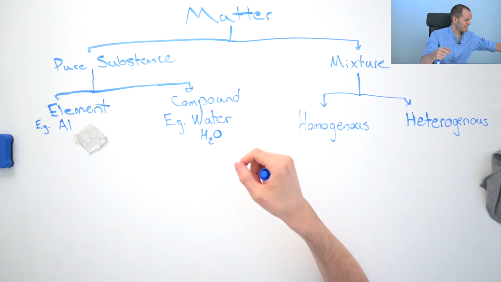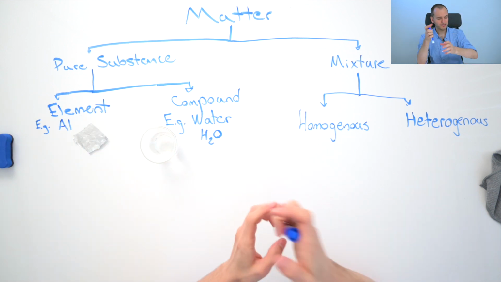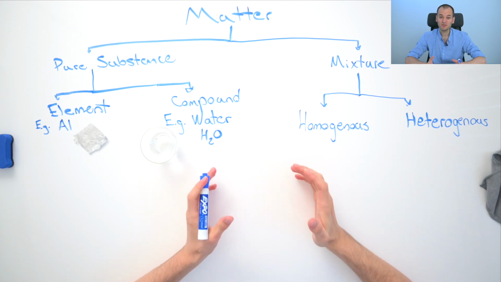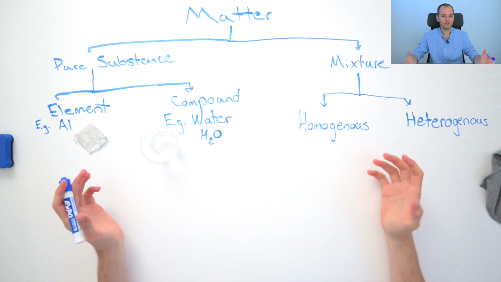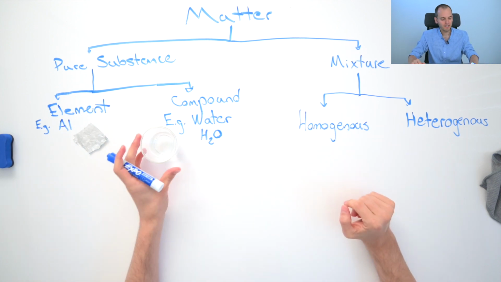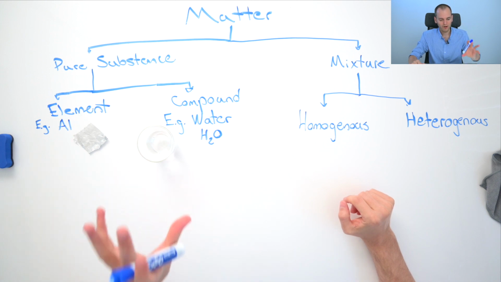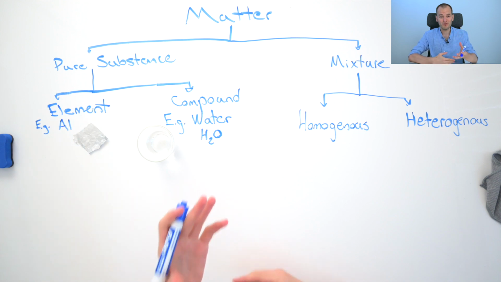Then, as a compound, we have water. Now, for argument's sake, let's assume that is actually distilled water. What distilled water does is it takes out all the stuff that's inside your normal tap water. So this, let's assume, is just water molecules, and there's nothing else in there. So that would make it a pure compound.